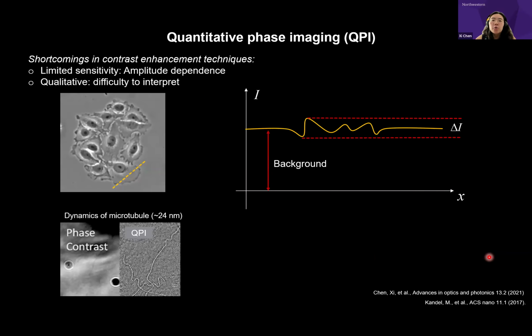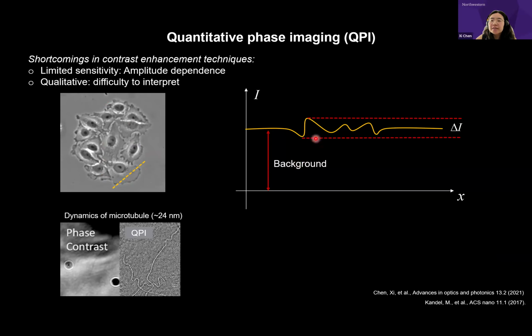Before QPI was developed, people had developed contrast enhancement techniques, for example DIC, differential interference contrast, or phase contrast microscopy. Those techniques aim to enhance the contrast in these thin phase object biological samples.